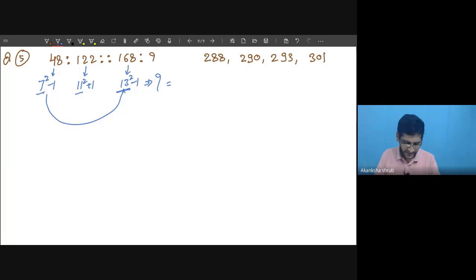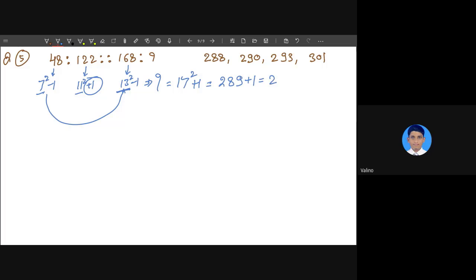What is the number just after this? It is 17 square minus what? Minus 1. Shall we correct? Now, a student observe this. This comes into the picture. It will be plus 1. So how much is this? It is 289 plus 1. It is 290.